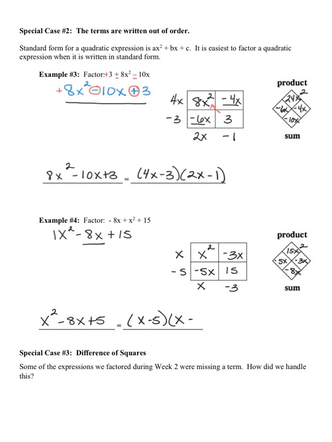The third special case that we're going to work through today is called the difference of squares. Think back to week 2 and week 3. Some of the expressions we factored during week 2 were missing a term, and we need to remember how we handled that. If you remember, what we did was we added in a 0x term as a placeholder.